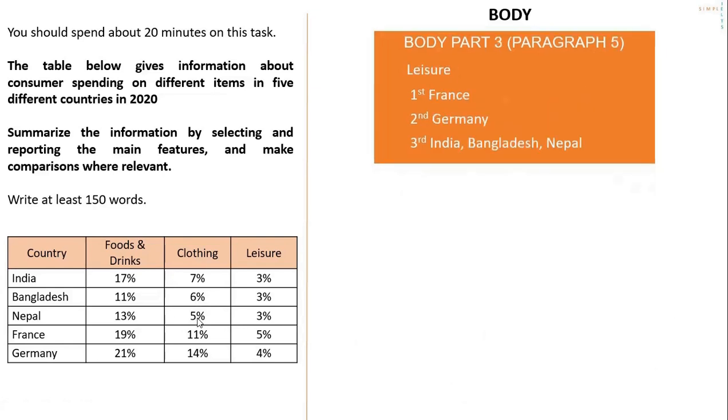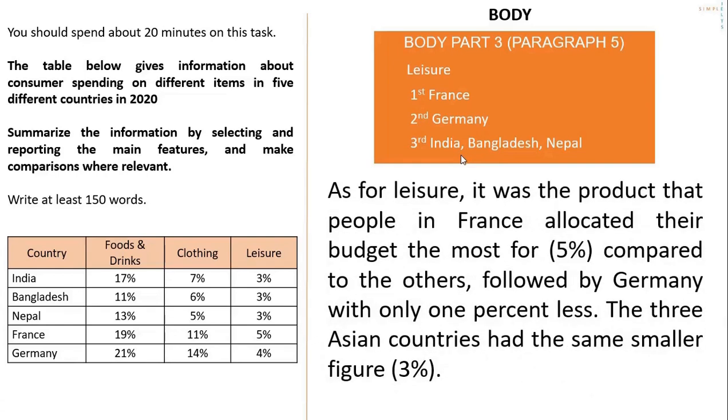That's for clothing. As for leisure, as you can see, the number 1 spot belongs to France, number 2 belongs to Germany, number 3 is for India, Bangladesh, and Nepal. So we can write, as for leisure, it was the product that people in France allocated their budget the most for, which is 5%, followed by Germany with only 1% less. By 1% less, it means 1% less than 5%, which is 4%. So that's how you rewrite in your own words. We can say 1% less, not 4%. Carry on: the three Asian countries had the same smaller figure, which is 3%. They are all 3%.